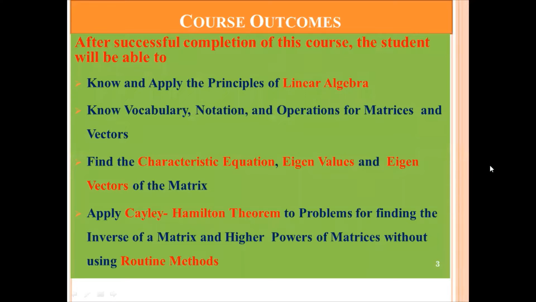Now, course outcomes. After successful completion of this course, the student will be able to know and apply the principles of linear algebra, know vocabulary, notation, and operations for matrices and vectors. Find the characteristic equation, characteristic values, and characteristic vectors of a matrix. Apply the Cayley-Hamilton theorem to find the inverse of a matrix and higher powers of matrices without using routine methods. What is the routine method for finding the inverse? A inverse is equal to adjoint A by det A, if det A is not equal to 0. That is the routine method. Without using that method, by using the Cayley-Hamilton theorem, you can easily find A inverse.